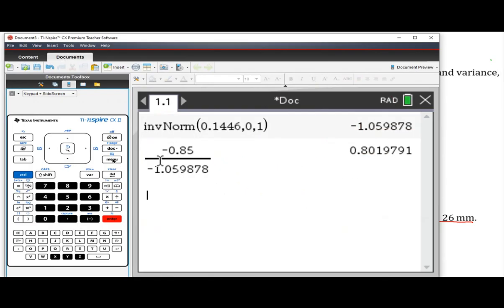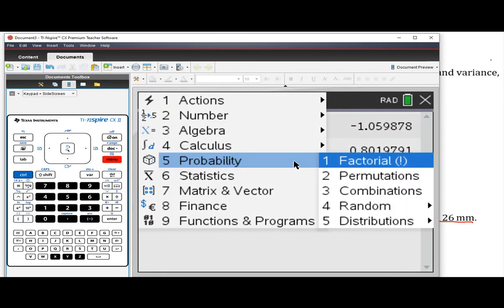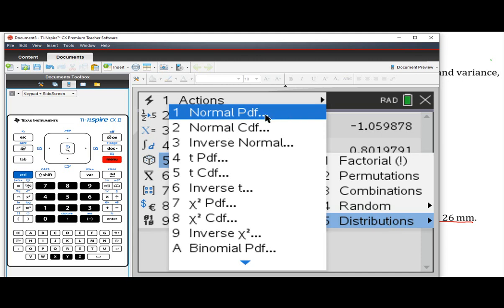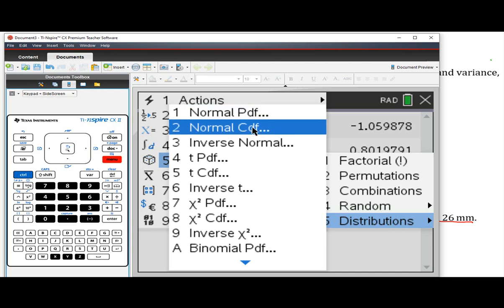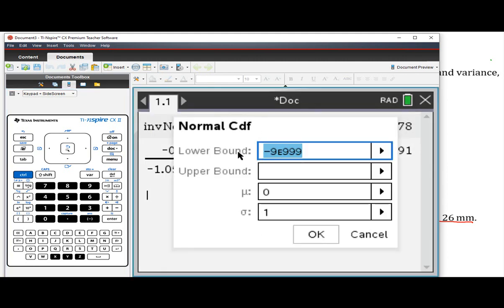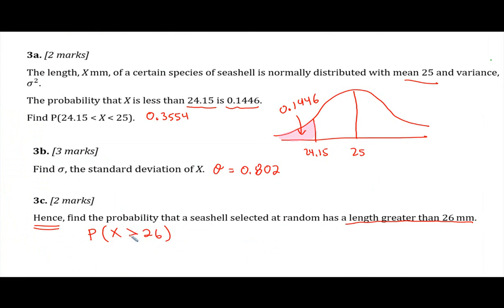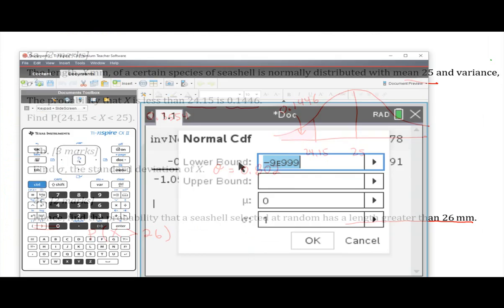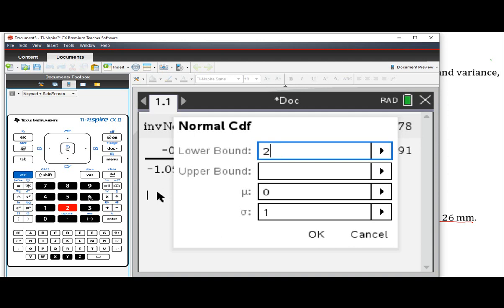So we're going to go to menu, probability, distribution, and we're going to do normal CDF. It's a normal distribution, so we do normal CDF since it's an inequality. Since we're calculating X is greater than 26, that means 26 is going to be the smallest value, so we type in 26 as our lower bound. For the upper bound, you can just type in a very large number. Usually I just type in a bunch of 9s.